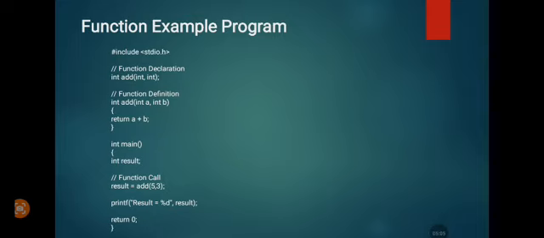First, what is meant by function declaration? It declares the function name, the type of data, and the parameters we include. So this line tells the compiler there is a function called add which takes two integer values. The data type is int.